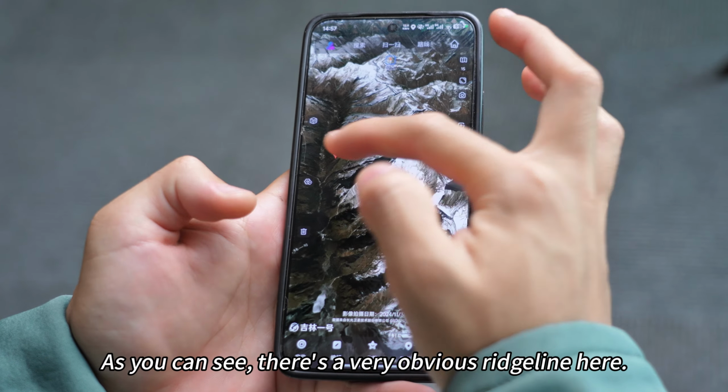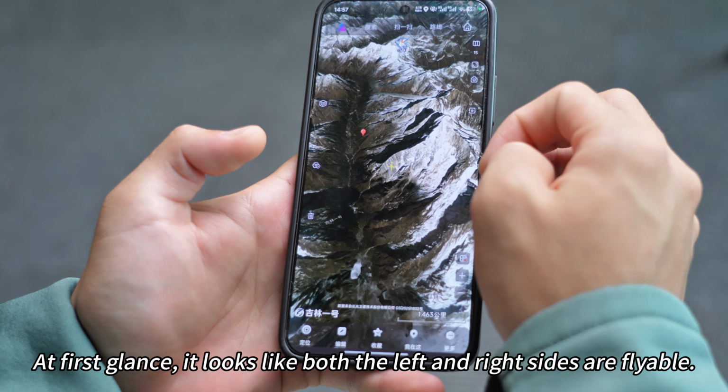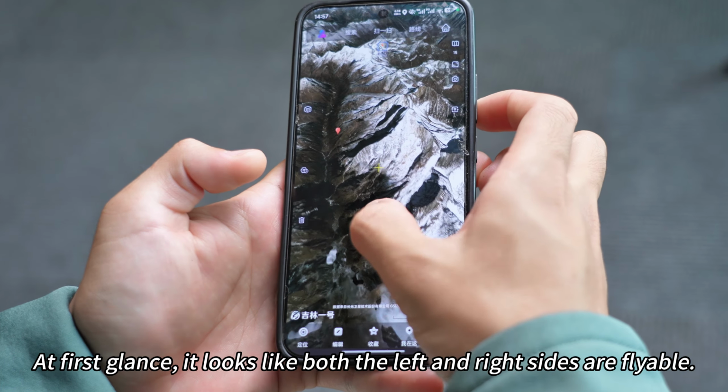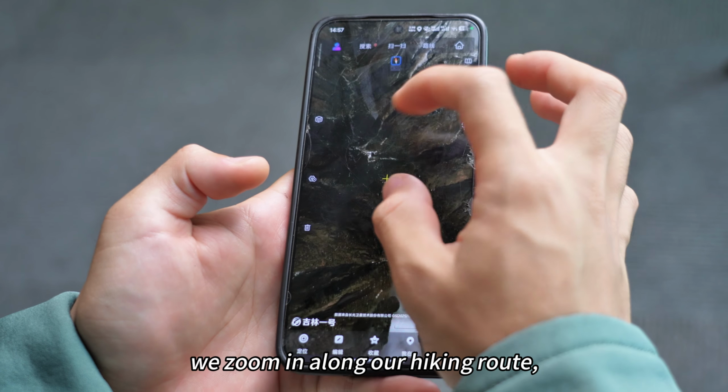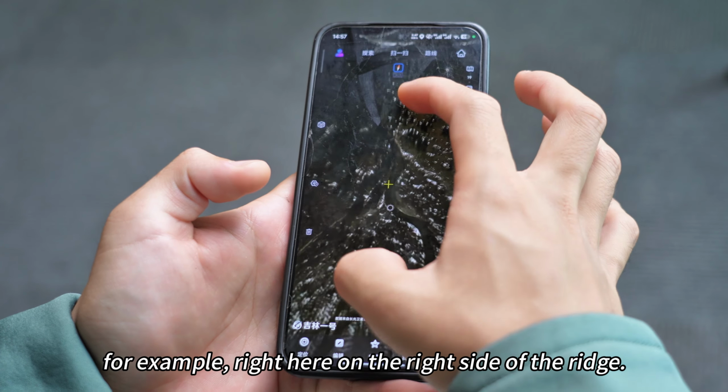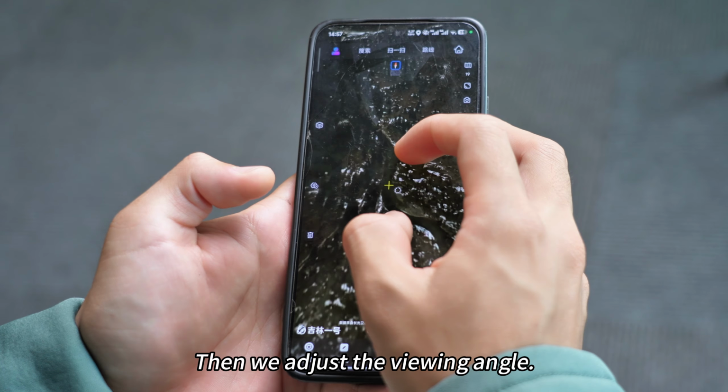As you can see, there's a very obvious ridgeline here. At first glance, it looks like both the left and right sides are flyable. But if we take a closer look at this 3D map, we zoom in along our hiking route. For example, right here on the right side of the ridge. Then we adjust the viewing angle.